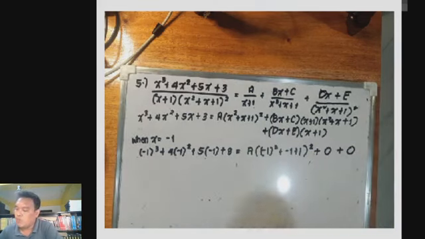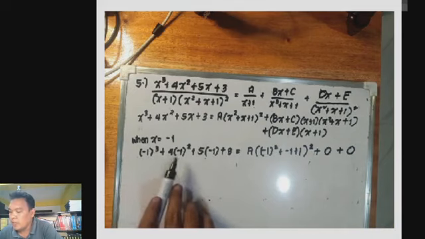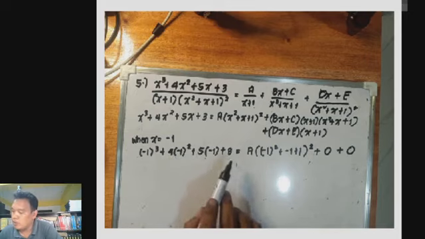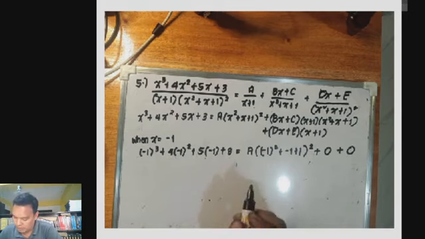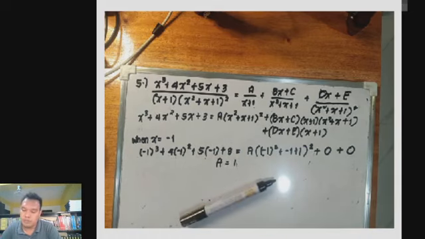Therefore, lalabas, we have 1 squared, 1, negative 1, tapos ito ay magiging 4, negative 1 plus 4 is equivalent kay 3, tapos, makacancel din to. So, lalabas yan ay a is equivalent kay 1. Okay, let's calculate para make sure tayo.